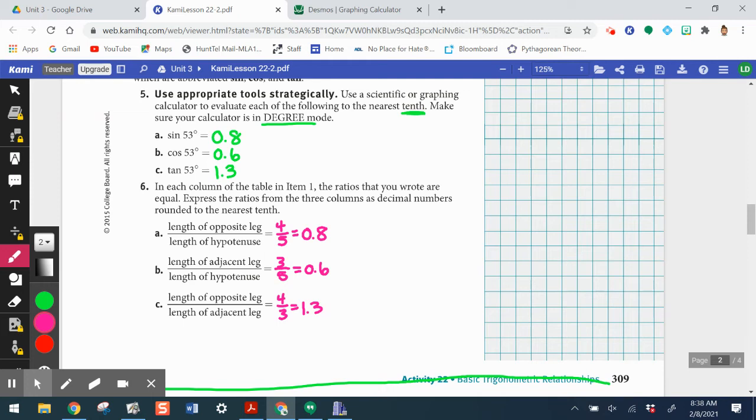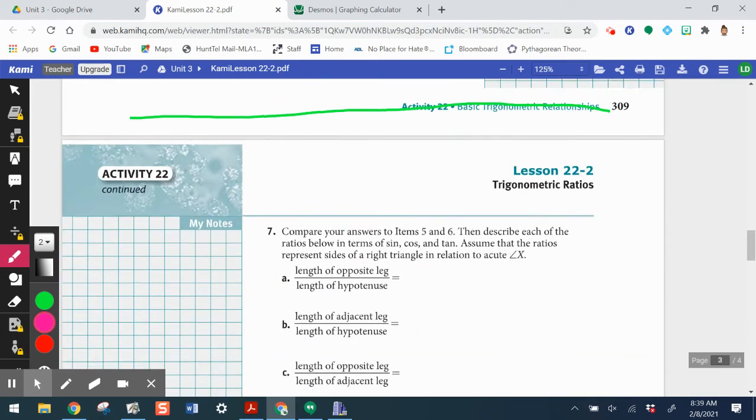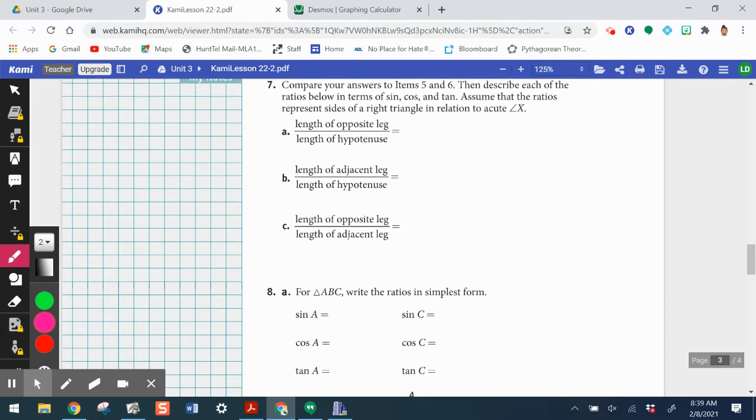And likewise, we're saying that the ratio that compares the adjacent leg to that 53 degree angle to the hypotenuse of that 53 degree angle is the same as the cosine of 53. And last, the opposite leg of the 53-degree angle compared to the adjacent leg of the 53-degree angle is the same as the tangent of 53. These are known as our sine, cosine, and tangent ratios.